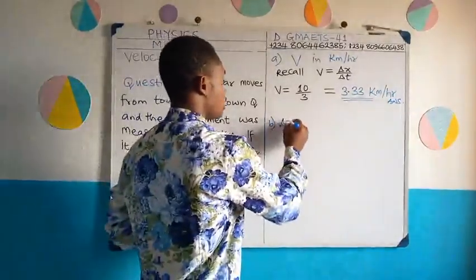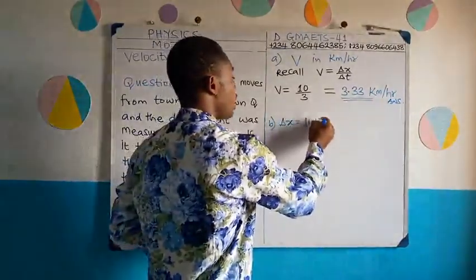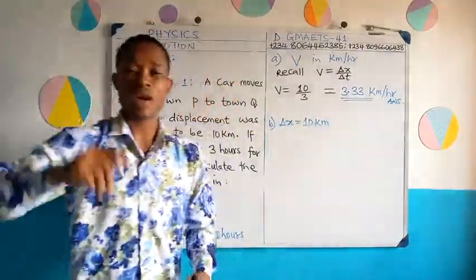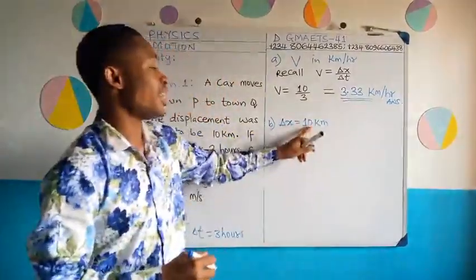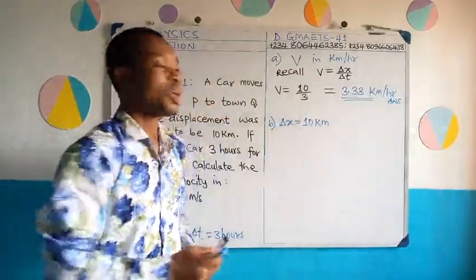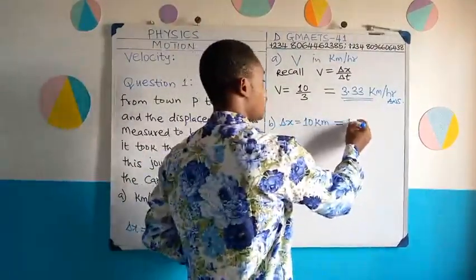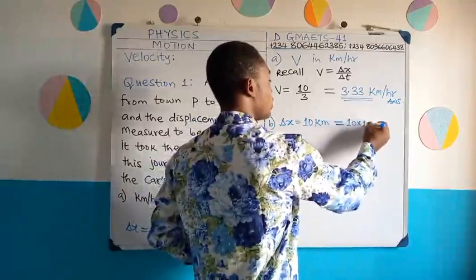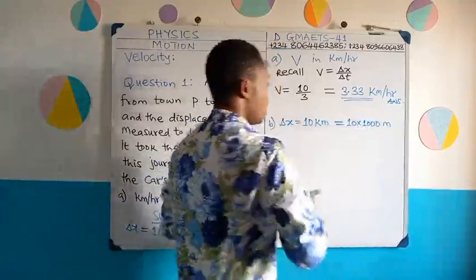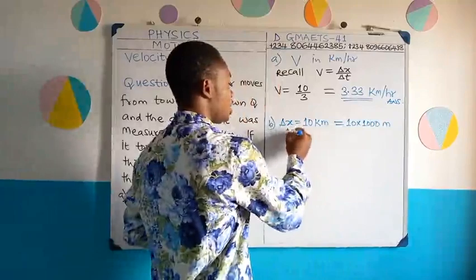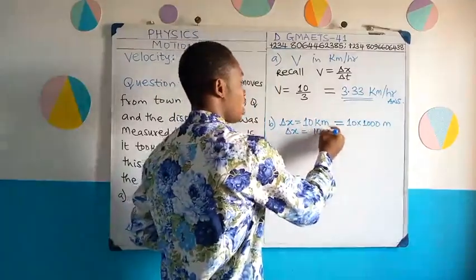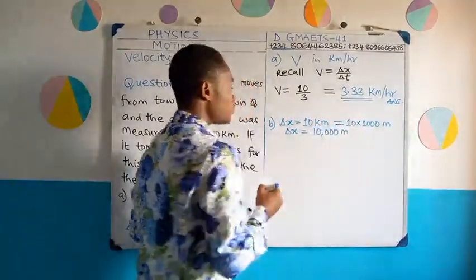Change in x, which is displacement, is 10 kilometers. I explained this to you in our previous class. This 10 kilometers means 10 times kilo times meters. And we know that kilo is 1,000. So this is going to give us 10 times 1,000 meters. If we work on this, our displacement is going to give us 10,000 meters.